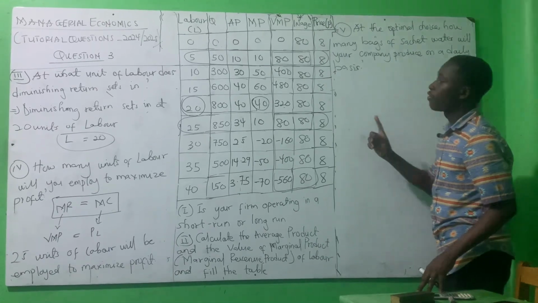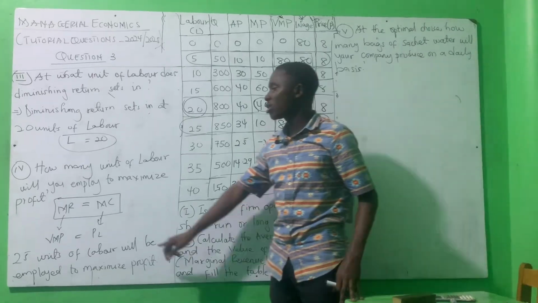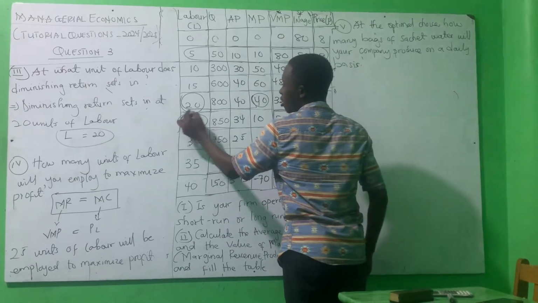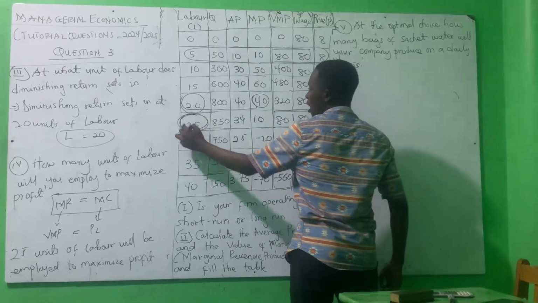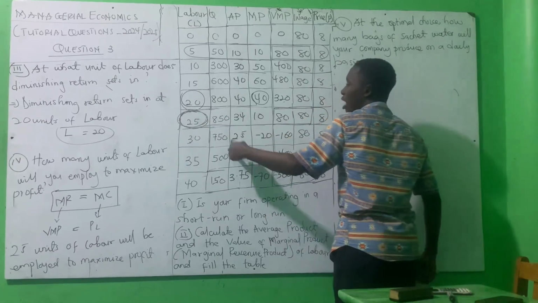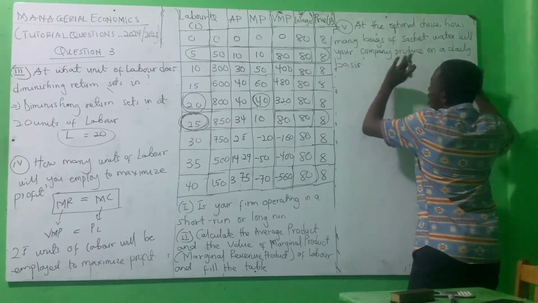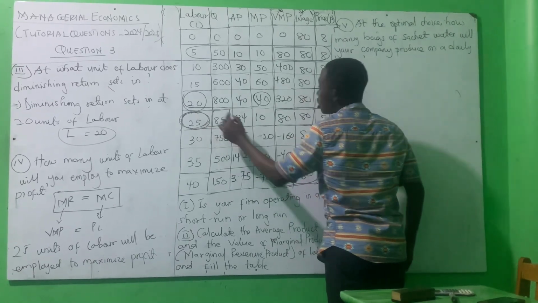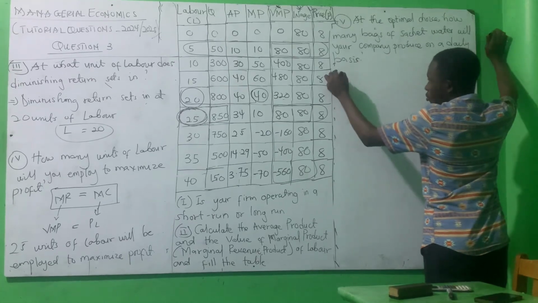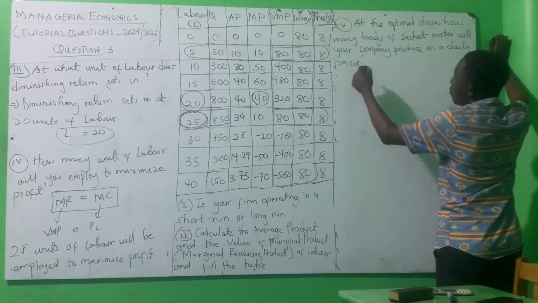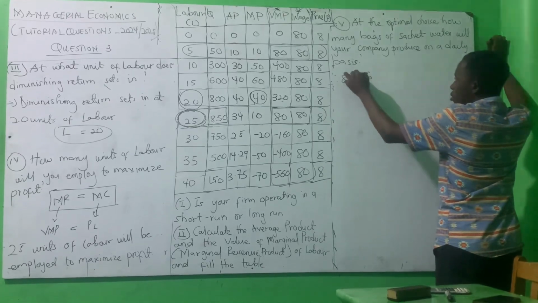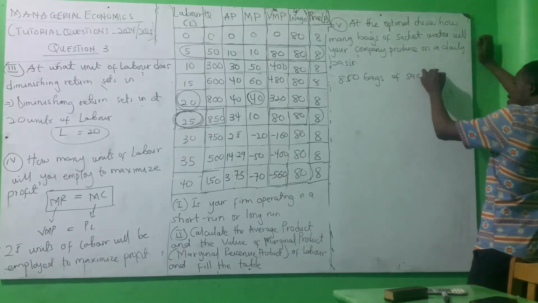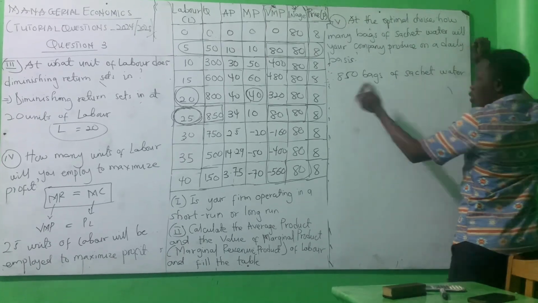So for you to get the answer for V, it's based on the answer you are going to get for the IV. So with the IV, our labor was 25. So this was our labor, 25. So since our labor is 25, what was our output? The output becomes the number of bags of sachet water we are going to produce. So at 25, our output is what? 850. So at the optimal, how many bags? 850 bags of sachet water will be produced.